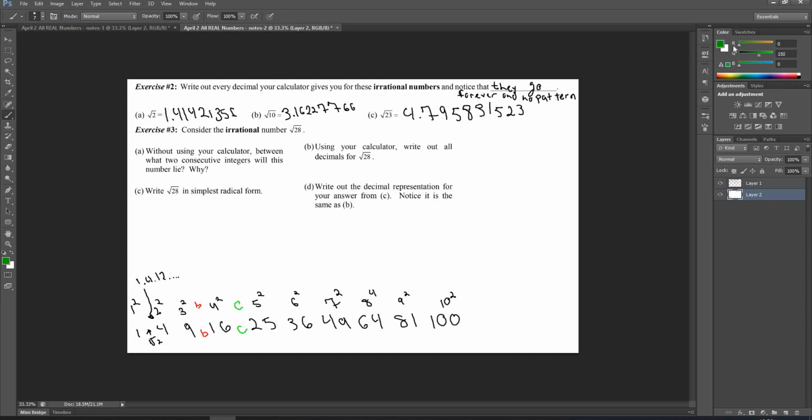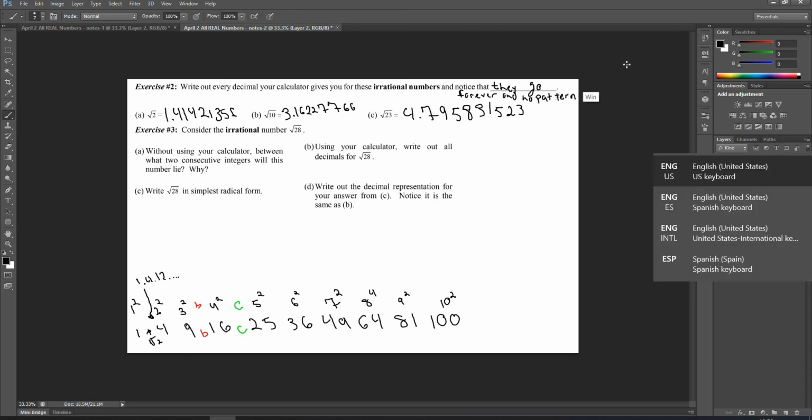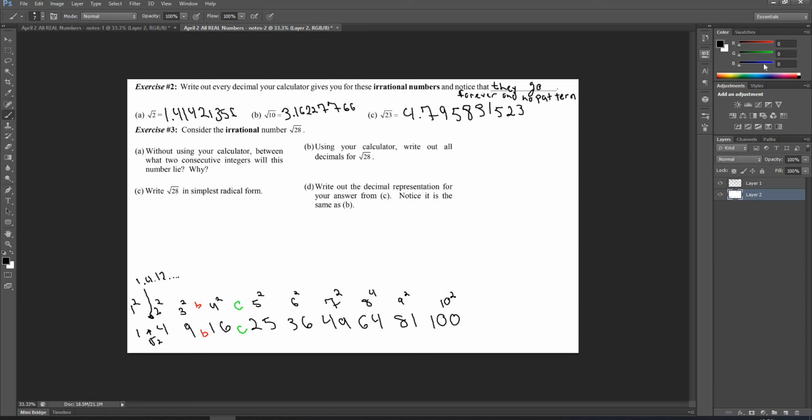So we can extend this idea to all of our irrational numbers. Without even using the calculator, we know 28, well that's between 25 and 36. I'm going to do this in blue. So square root of 28 is closer to 25. Actually, I should be writing this not as the square root of 28, but just 28.